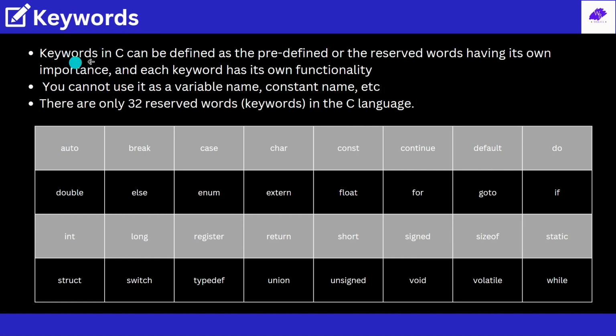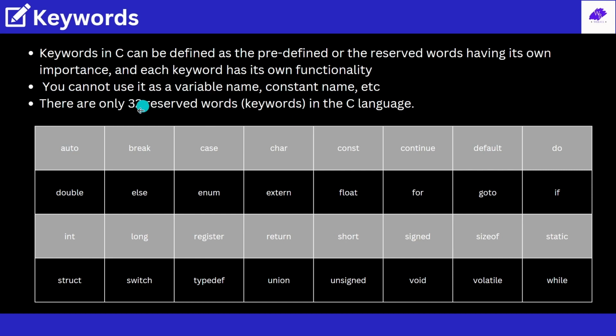So first is keywords. Keywords in C language can be defined as predefined or reserved words having their own importance, and each keyword has its own functionality. A keyword is a predefined or reserved word in C language that we can't use as a variable name, constant name, and so on. It indicates some specific name which is given for some functions or methods in C language, so we can't use it again as any user-defined word.